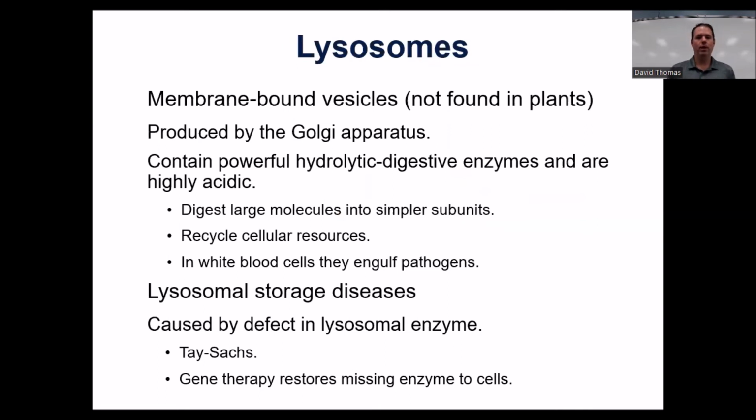Lysosomes. This is another organelle. It's also another membrane-bound type vesicle. You don't find these in plants, so it's really an animal type structural organelle. It does come from the Golgi. The main thing about lysosomes is that it stores up digestive enzymes. That's kind of your key here.